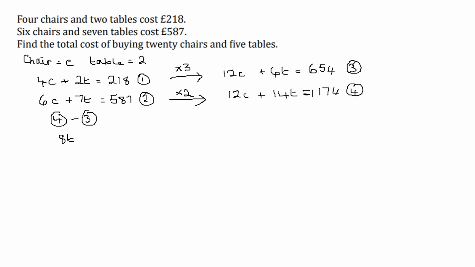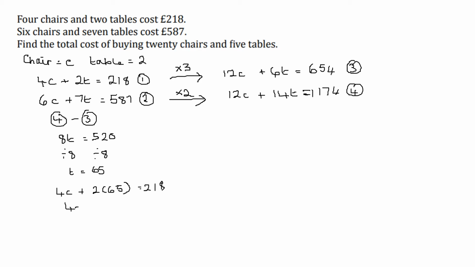And 1174 take away 654 will give me 520. So I can now solve that and find the value of T. So I'm going to divide both sides by 8, and that will give me T equals 65. I'm now going to substitute my value of T into my first equation. So I'm going to get 4C plus 2 lots of 65 is equal to 218.